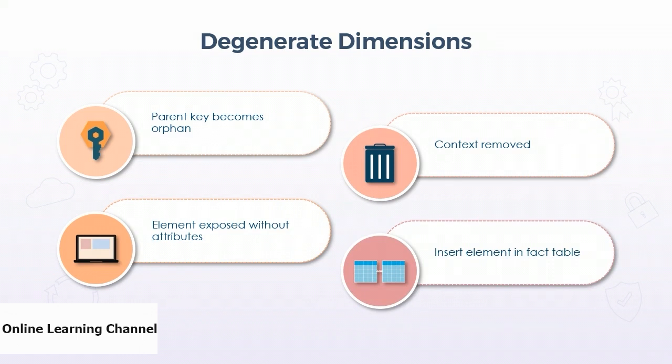Degenerate dimensions are typically added directly to the fact table as their own column. So the thermostat fact table would have a column added for model manufacturer. In this way, thermostats can be grouped by their parent, or thermostat manufacturer in this case.